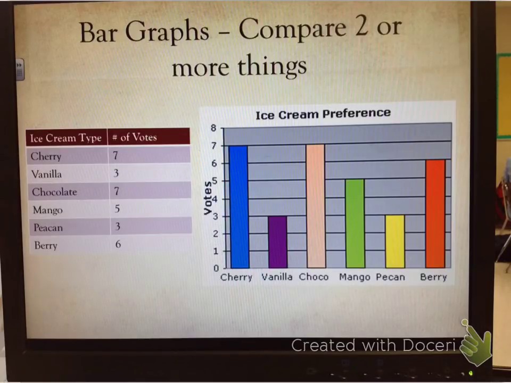So in this page, you see bar graphs. We talked about how we use a bar graph whenever we're comparing two or more things. If you look at the data table, it shows the ice cream type, and then it shows the number of votes for that specific type of ice cream. Cherry had 7, vanilla was 3, chocolate was 7, mango 5, pecan was 3, and berry was 6. So whenever you get this data, the next thing to do is to graph it. And since we're comparing different types of ice cream, we're going to use a bar graph. So looking at the bar graph, it's really easy to see how many people liked which specific type of ice cream. Bar graphs are super easy to read.